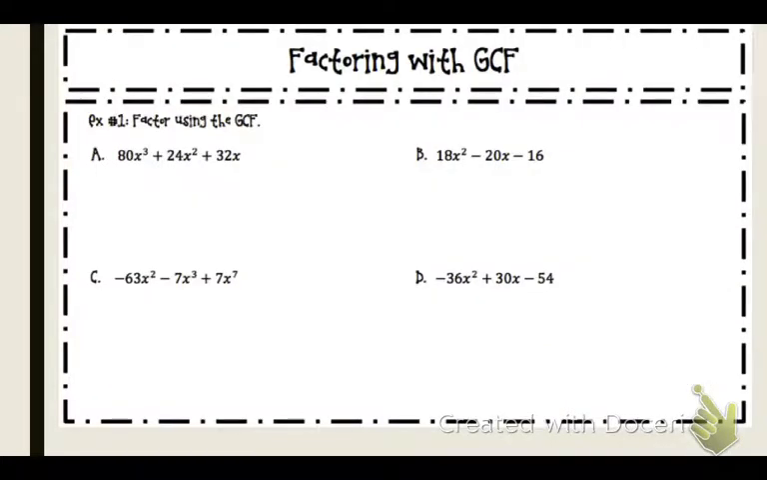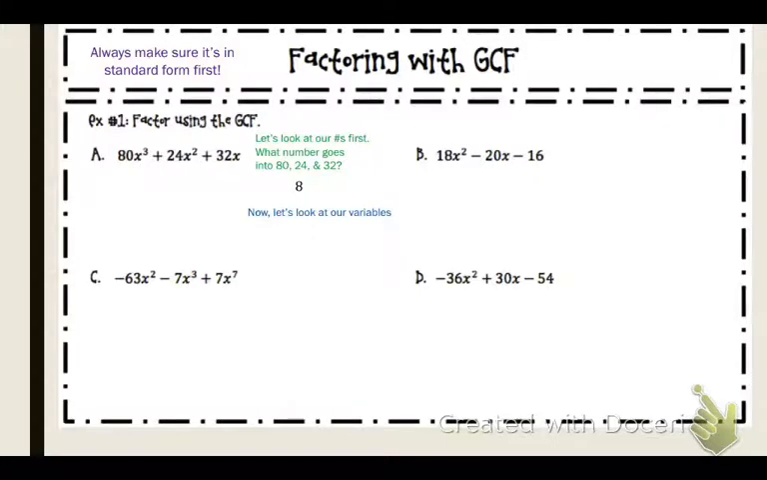So let's factor some of these using a GCF. You always, always make sure it's in standard form first. With example A, it is in standard form, so we don't have to worry about it. Let's look at our numbers now. One number goes into 80, 24, and 32. Hint, it's 8. So 8 goes into all those.